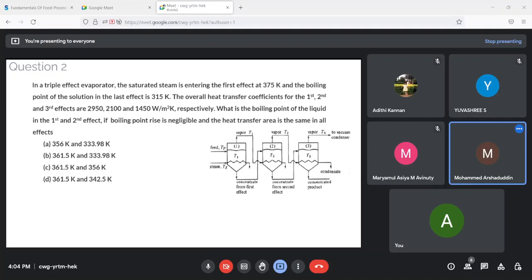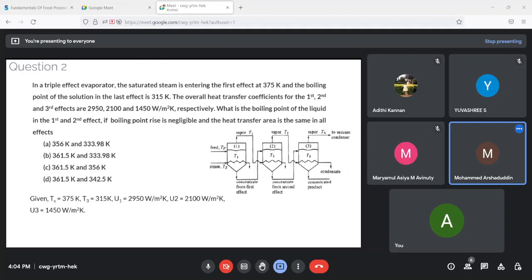Yes, ma'am. Okay, so even in the options you can see that your T3 is given, that is the boiling point in the last effect, 315 Kelvin. So your T2 should be higher than 315 and T1 should be higher than the T2 value. That is how it should be.